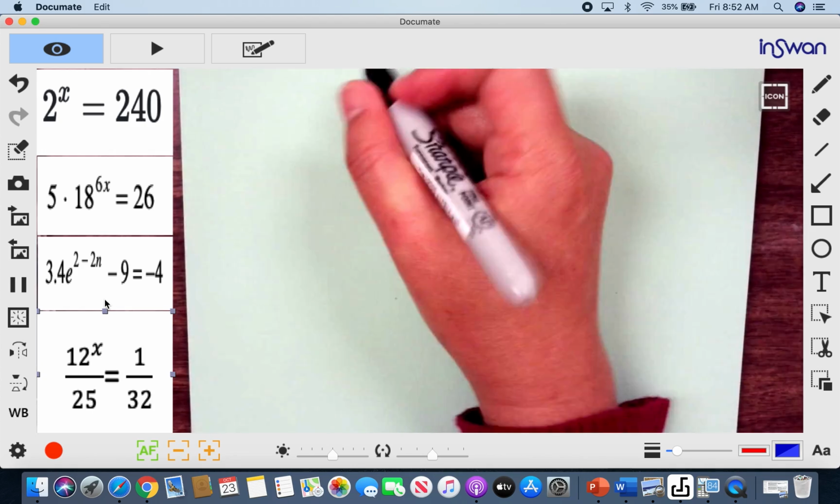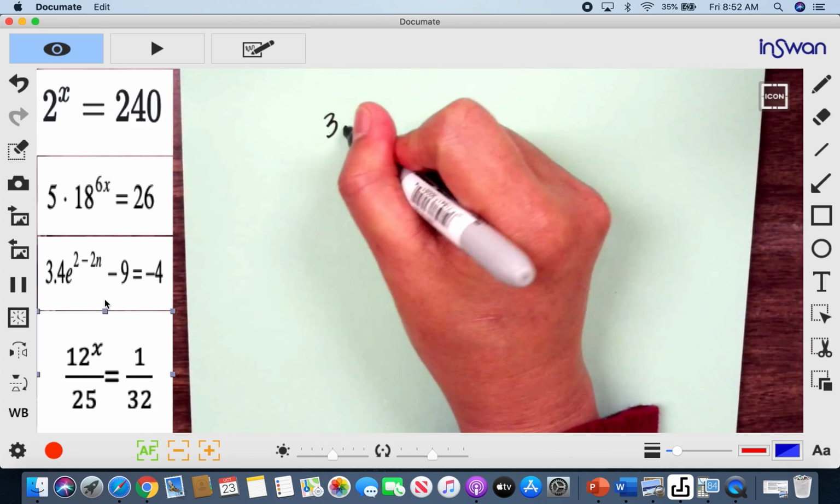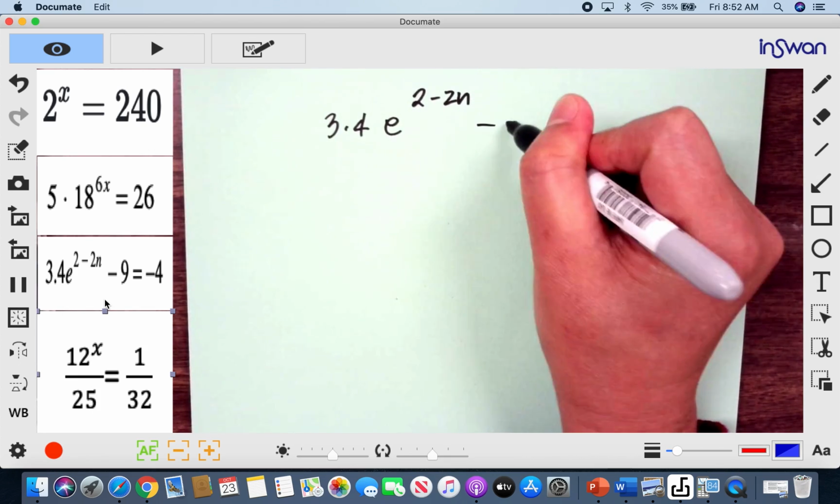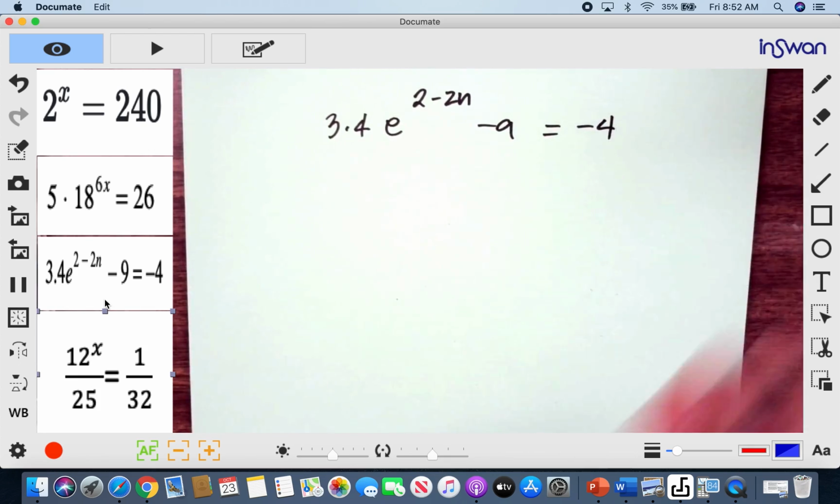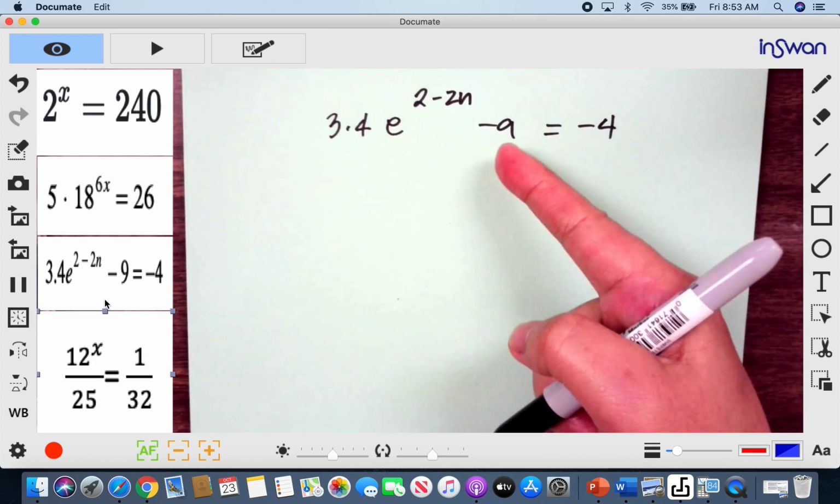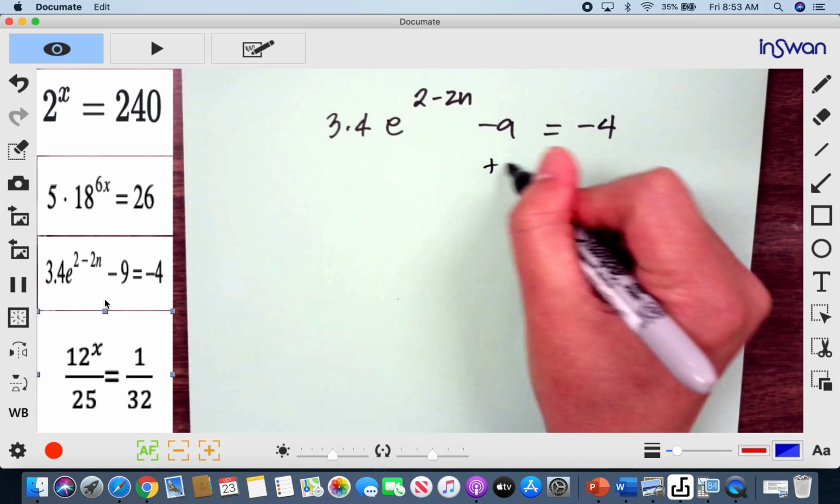So you have here 3.4 e raised to 2n minus 9 is equal to negative 4. So our first step is to isolate the n term. So we need to add 9 on both sides of the equation.